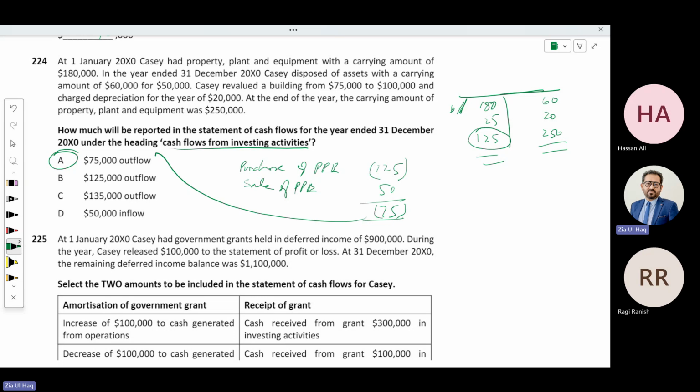Cash flow from investing activities. Purchase, sale, both.